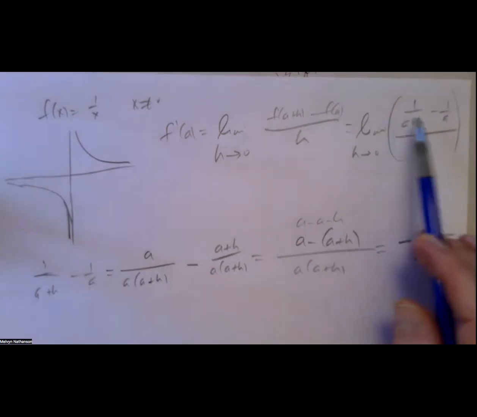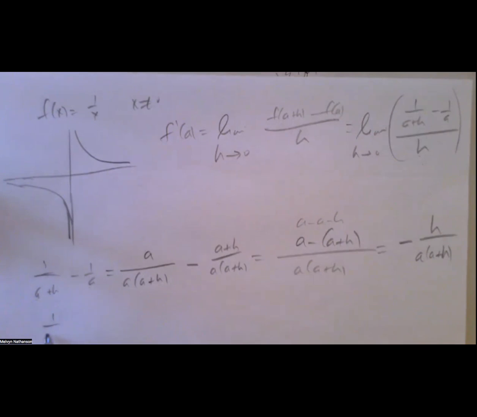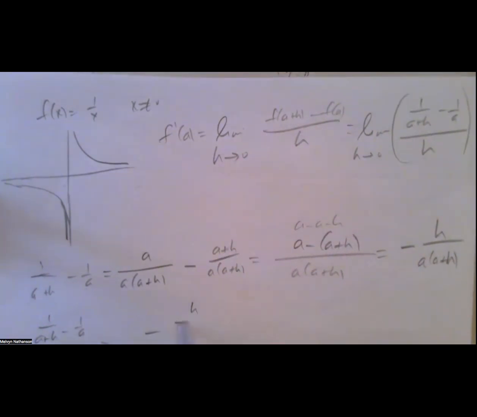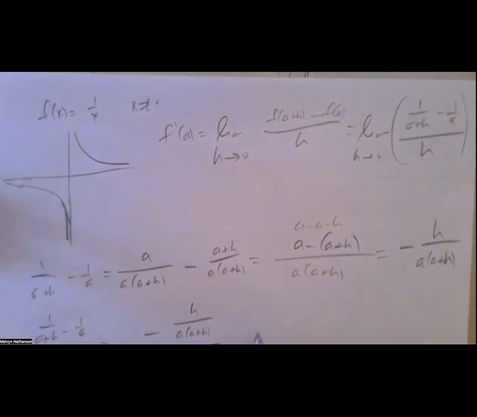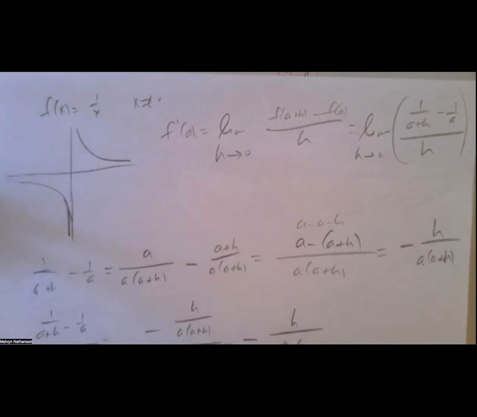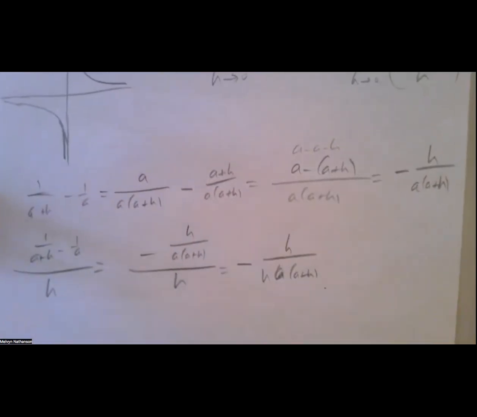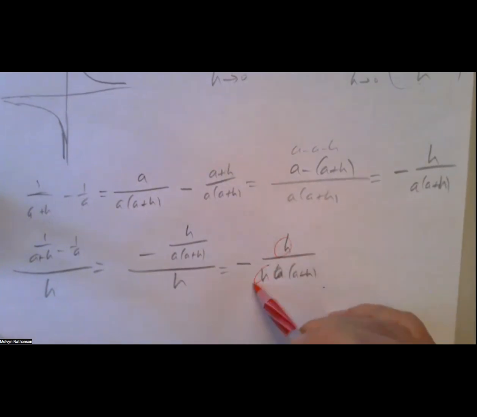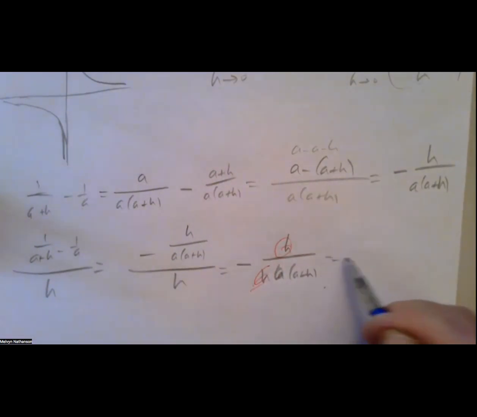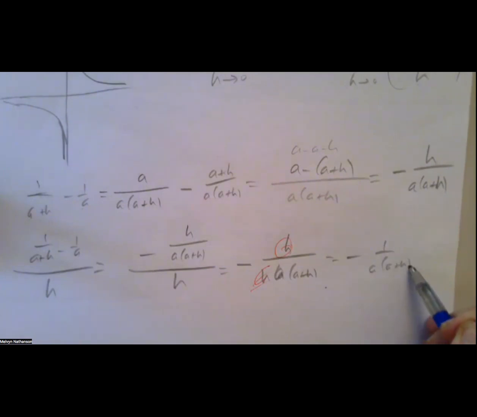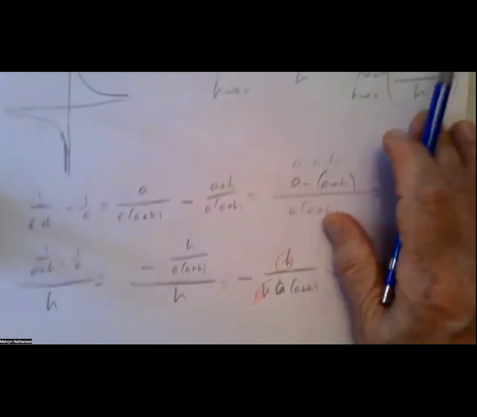So here, where I have 1 over a plus h minus 1 over a, all divided by h, it is minus h over a times a plus h, all divided by h, which is minus h over h times a plus h. And these h's cancel. So this simplifies into minus 1 over a times a plus h. That's what this expression in the parentheses is.